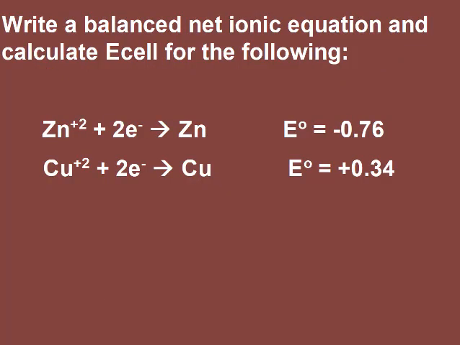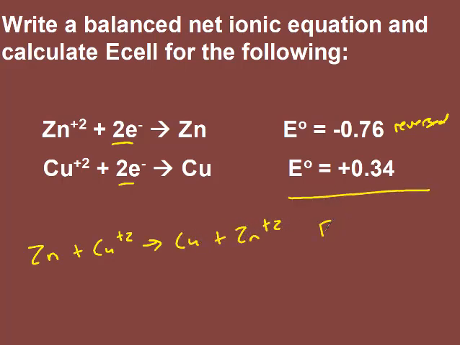I'm going to write a balanced net ionic equation and calculate Ecell for this one. Restart when you're done. This one is more positive, so you should have reversed the first one. And I've got a 2 and a 2, so those cancel. So I've just got zinc plus copper plus 2 yields copper and zinc ion. For my Ecell, I've got 0.76 plus 0.34 gives me 1.1 volts.